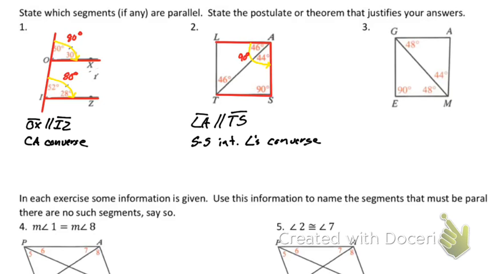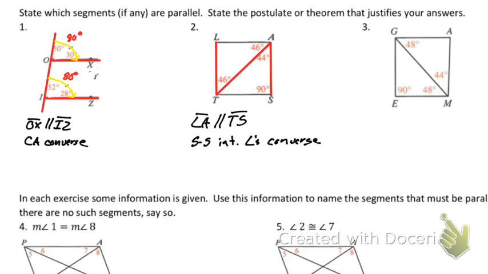We want to do one check real quick. So we know LA is parallel to TS. We also want to quickly see is LT parallel to AS. In that case, alternate interior angles need to be congruent. Are alternate interior angles congruent? No. 44 and 46 are alternate interior angles.